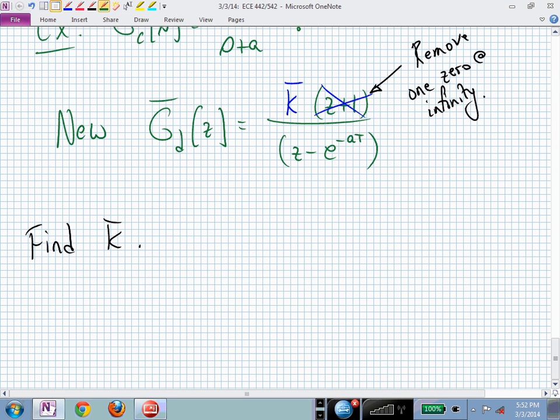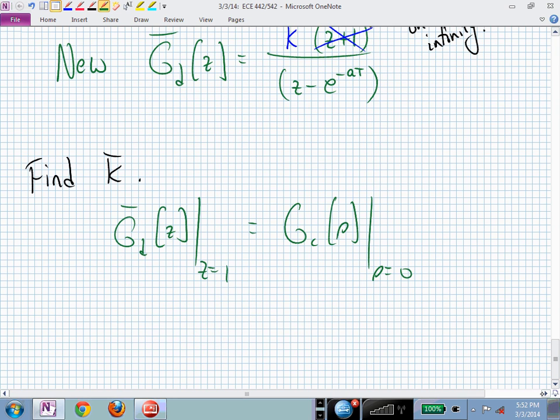What kind of a transfer function did we start with? What was g sub c of s? That was a low pass, wasn't it? So we're matching gains at low frequency, or DC. That means that we want to look at g sub d bar of z at DC and set that equal to the DC gain in the continuous time case.